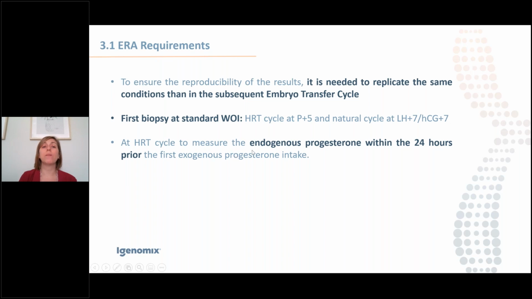For that reason, it's very important to control the endogenous progesterone value in blood within the 24 hours prior to the first exogenous progesterone intake, and it should be less than 1 nanogram per milliliter. Otherwise, the cycle must be cancelled.